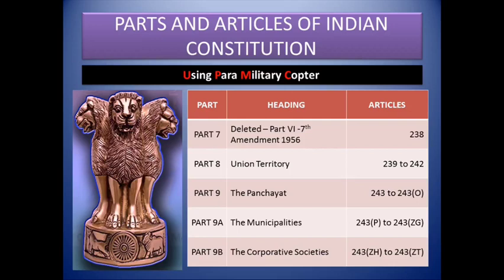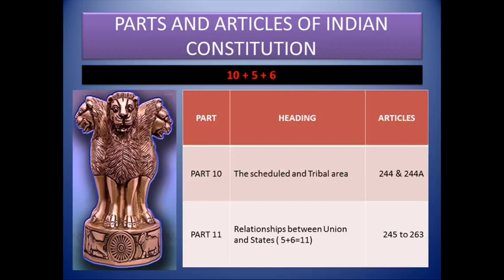And the articles related to this are mentioned. 239 to 242 is for Union Territory. 243 to 243O is the Panchayat. And 243P to 243ZG is municipalities. And the cooperative societies come after, 243ZH to 243ZT. These article numbers you can remember after studying the parts in order. It will be very easy once you write in this order and use this tip. So we will go to the next.